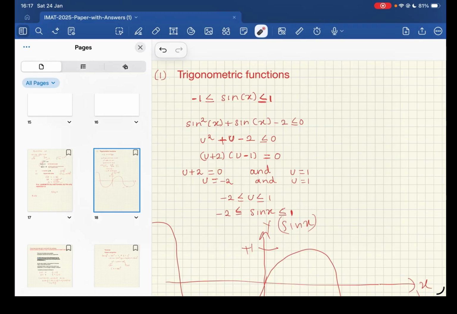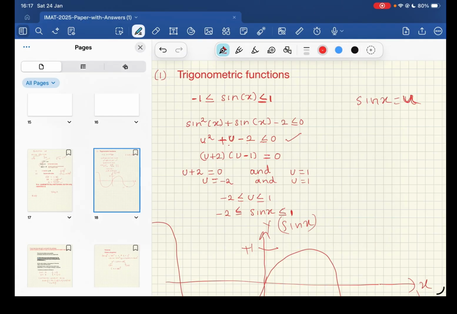Now if we go to the question, let me check the first answer. The first answer is: sine squared x plus sine x minus 2 is less than or equal to 0. So I'm going to consider sine squared x. Let me consider sine x as u. So I can write it in a quadratic form, which is u squared plus u minus 2 is less than or equal to 0.